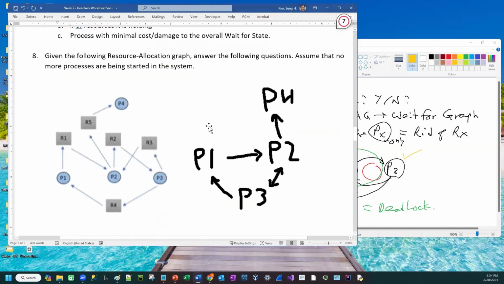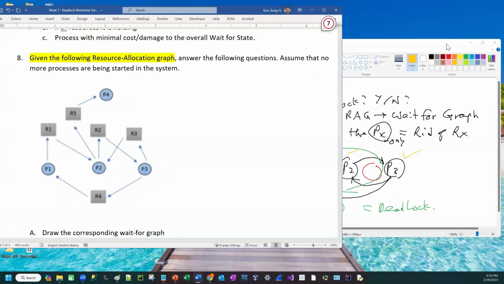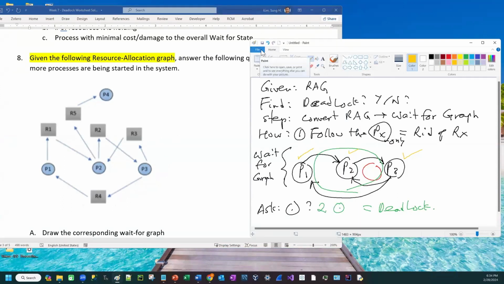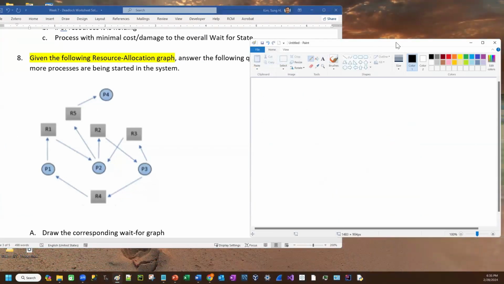Okay, so here, let me see if I can get rid of this one. Why don't you guys take a moment to do this one? Okay, number 8. Here's the given RAG, and the question is, does it have a deadlock or not? I'll give you maybe 2 to 3 minutes, and then we'll go through it together, okay? So give it a try.